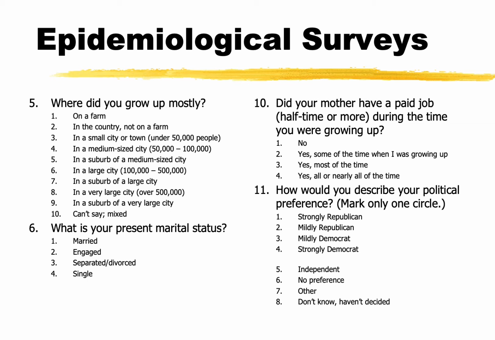Here are 4 items from a popular epidemiological survey. Each item has a fixed number of responses, and the range of responses depends on the complexity of the question and the interest of the researcher. So, to the left, item 5. Where did you grow up mostly? 10 response options are offered because this is a fairly complicated question. But the one below it, what is your present marital status, can be captured with 4 response options.